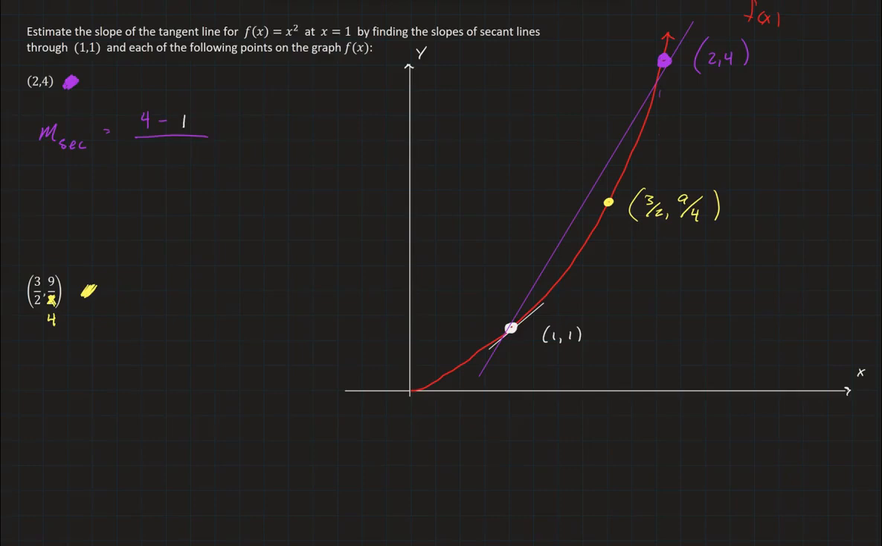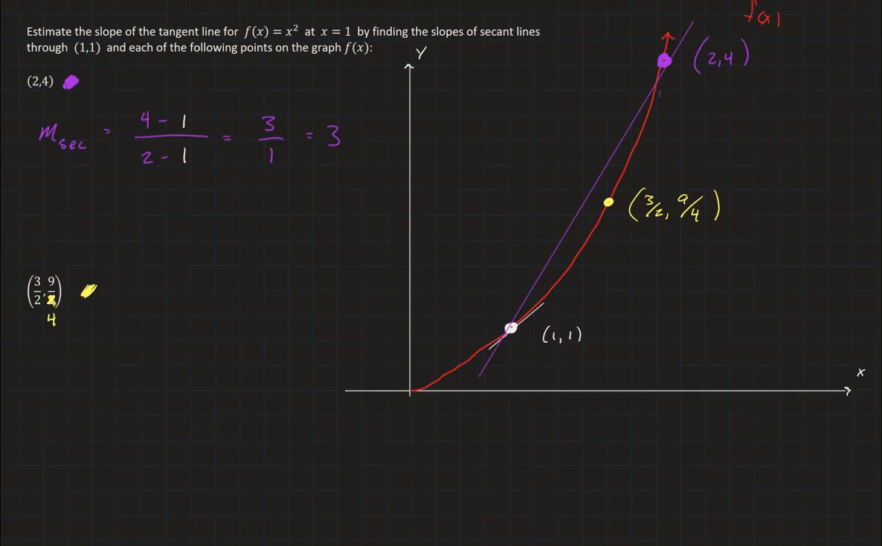And then I'm going to take the difference of these x values, so 2 minus 1. So the slope of this secant line, the slope of this purple line, is actually going to be 3/1, or just 3. So the approximation using this point for the slope of this line is 3. Now that's not a great approximation. Maybe we can do better.